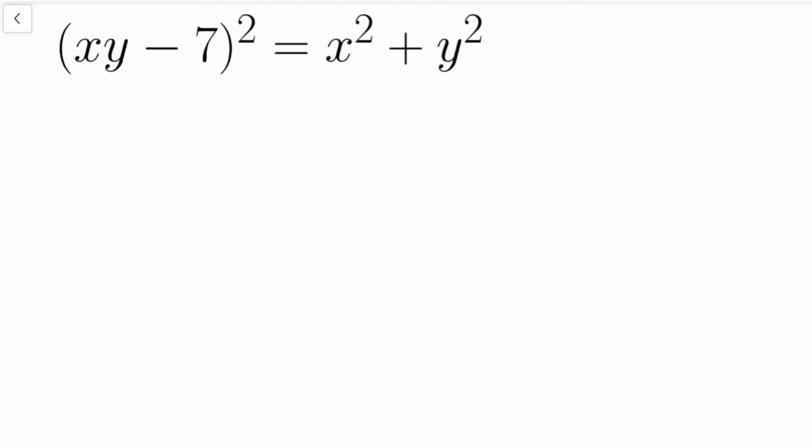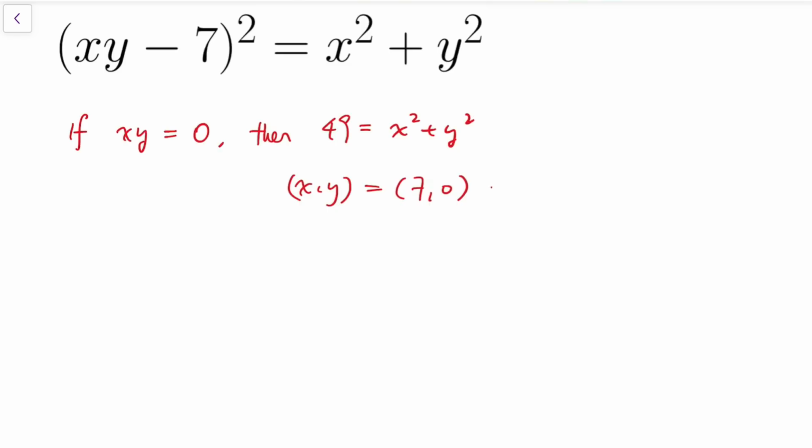Here is my second approach to solve this equation. Firstly, I will separate into two cases. One is the very small one, and second is the main case to solve. The small case is that if either one of x and y is 0, or I can sum it up as xy = 0, then 49 = x² + y², because then the left-hand side will be equal to (-7)². And we can see that x and y is either 7, 0 or 0, 7.